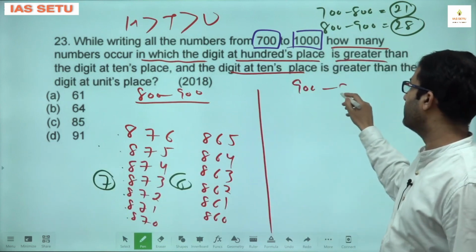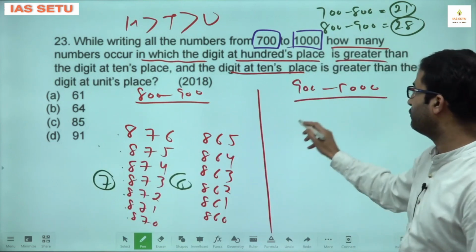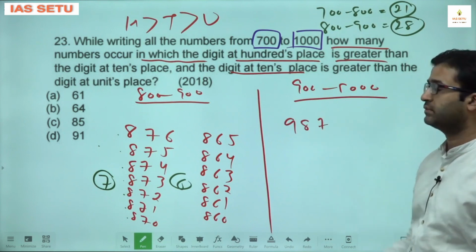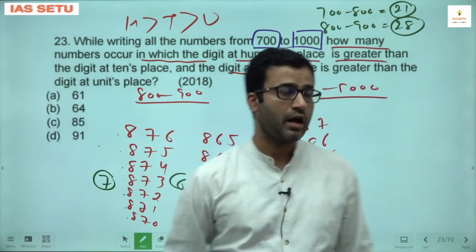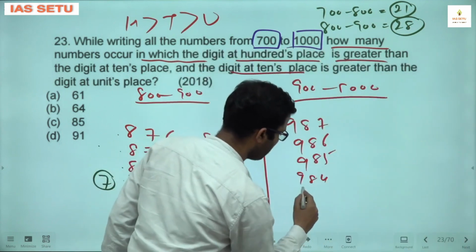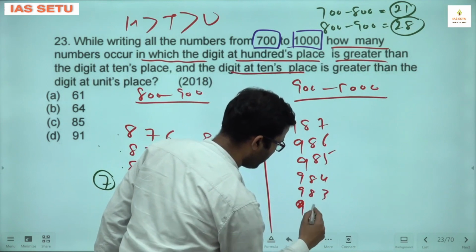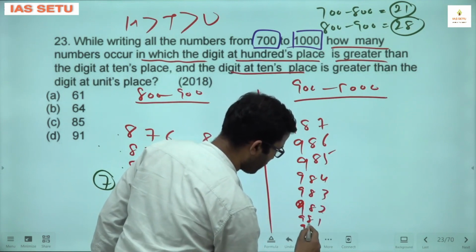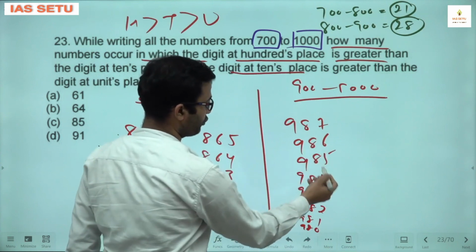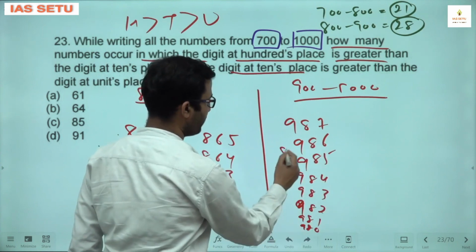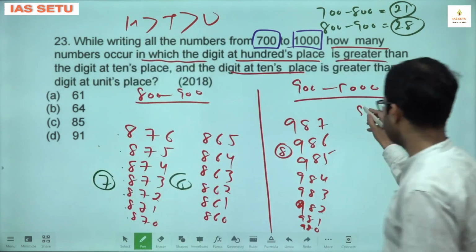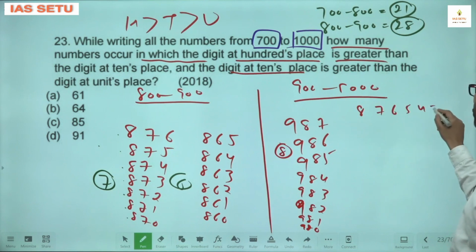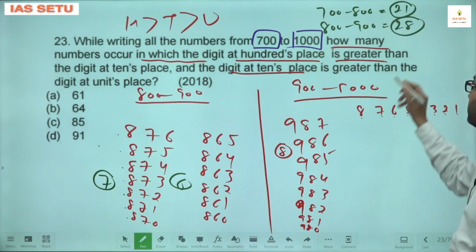This is between 900 and 1000. So first number 987, then 986, 985. After that we have 984, 983, 982, 981, 980. This is 1 2 3 4 5 6 7 8. We have 8. Then it will be 7. Okay. So it will be like 8 7 6 5 4 3 2 1. So the counts are 1 2 3 6 10 15 21 28 36.